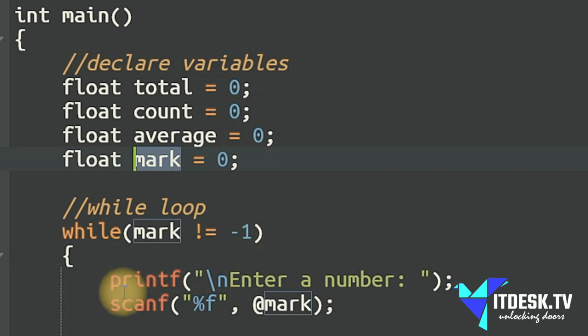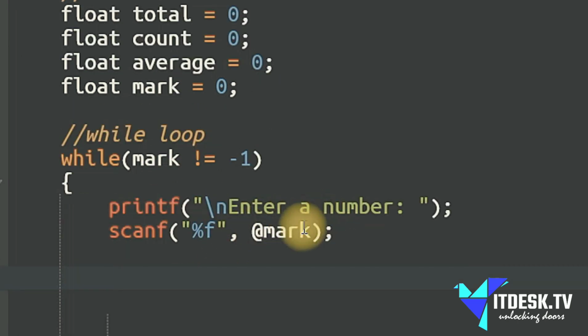The next thing we're going to do inside the loop is increase the value of total, which is here. Total is now 0. So the first time, total, which was 0 initially, becomes total plus whatever mark is. So total is going to keep increasing.